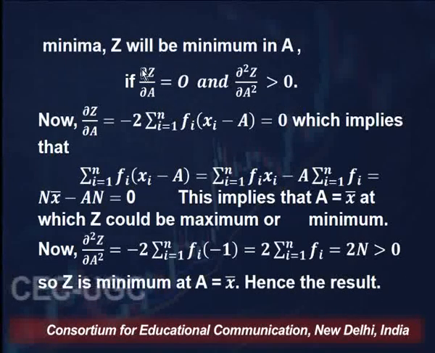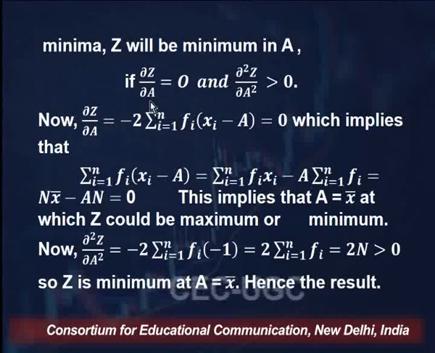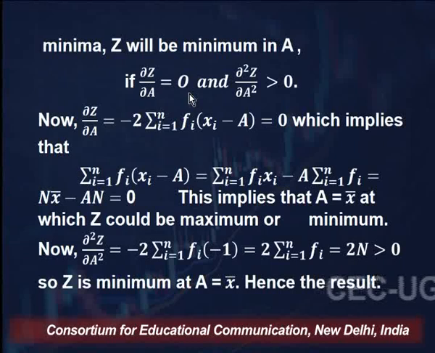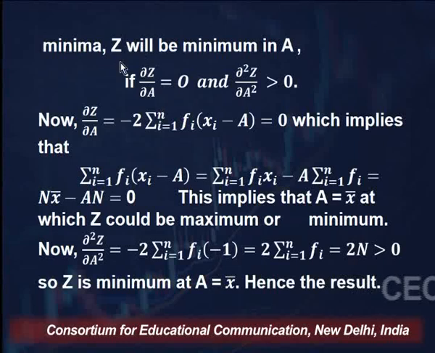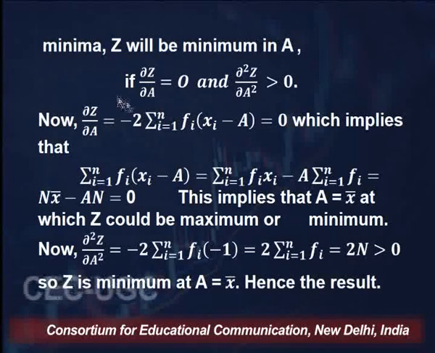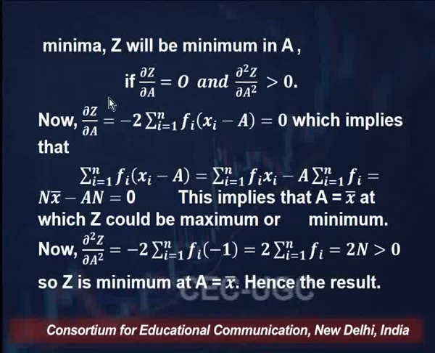That is, if I partially differentiate z with respect to A and equate it to 0, then I get the point at which z can be maximum or minimum. And further, when I partially differentiate del z by del A again with respect to A, that is del square z by del A square, if that comes out to be strictly greater than 0, then I am sure that my z is minimum at A equal to x bar. So that is what we are going to show. Therefore, we proceed with first finding the expression for the partial derivative of z with respect to A.